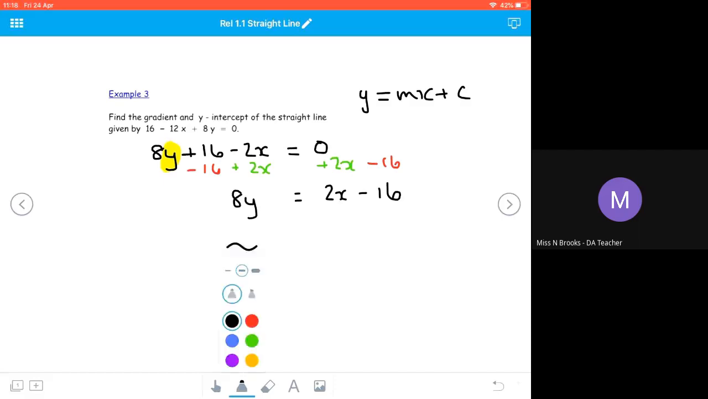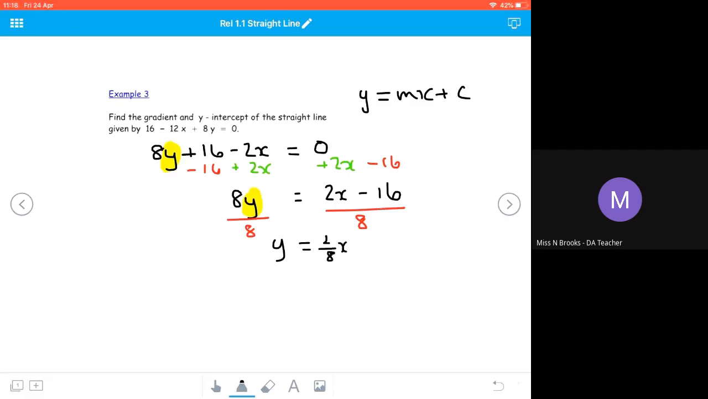Now, we're isolating the y. So we need to get rid of that multiplied by 8. So we're going to divide both sides by 8. And that gives us y equals 12 over 8x minus 2. Now you do need to simplify fractions. So we know that we can divide the top and the bottom of that fraction by 4, leaving us with three quarters x minus 2.